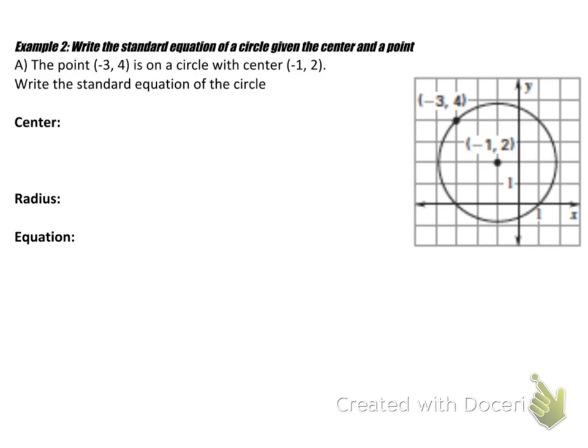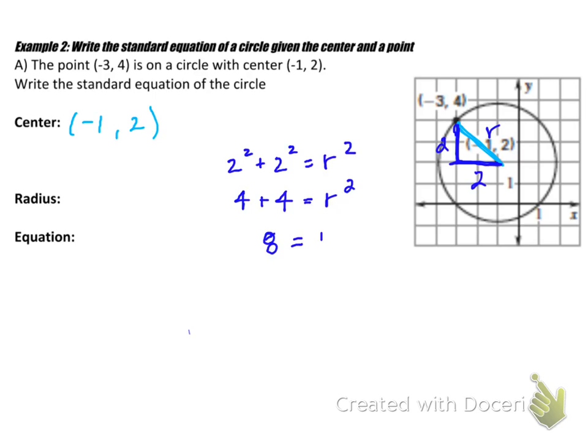Now I want to write the equation of a circle given the center and a point. So my center from my graph is (-1, 2). But in order to write the equation, I need to have the radius, which is the distance between the center and that point. So in order to find that, I need to use the Pythagorean theorem. So my legs are 2 and 2, and my hypotenuse is length r. So I plug that into a^2 + b^2 = c^2. So 2^2 + 2^2 = r^2. Simplify, 4 + 4 = r^2. So 8 is r^2.